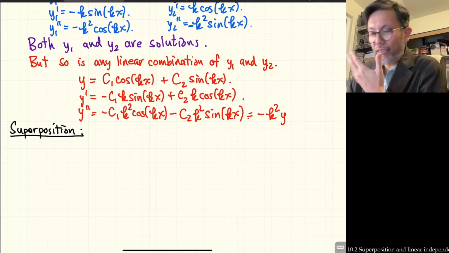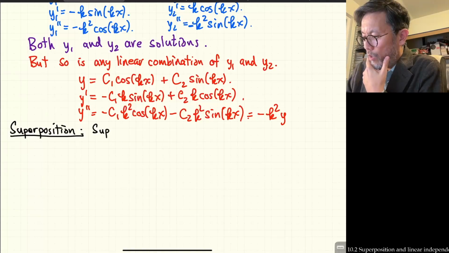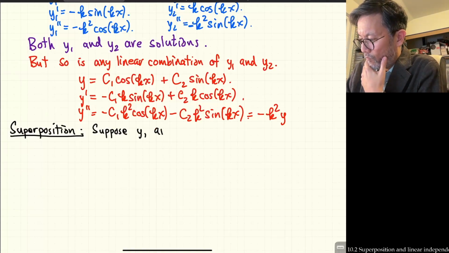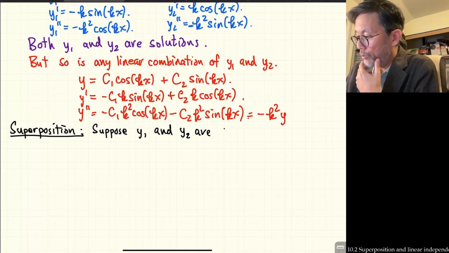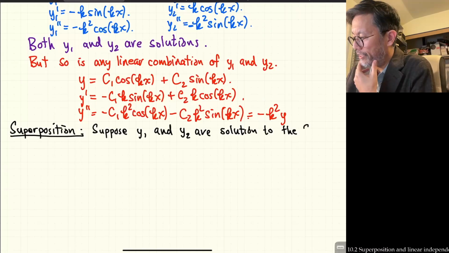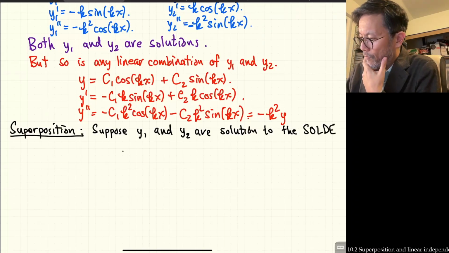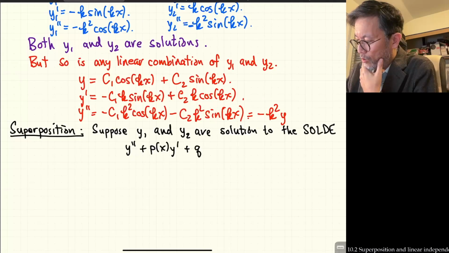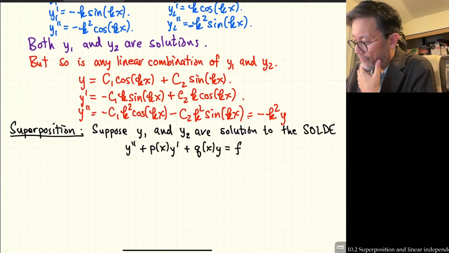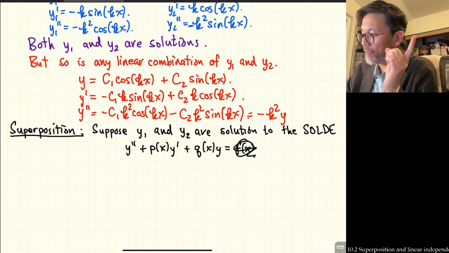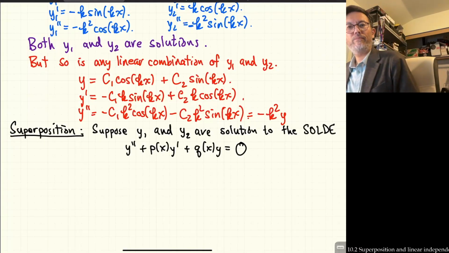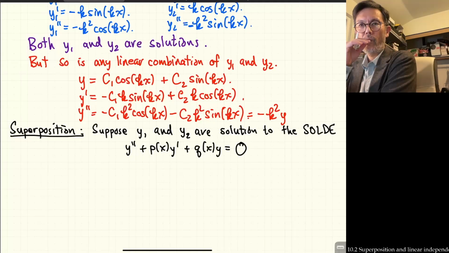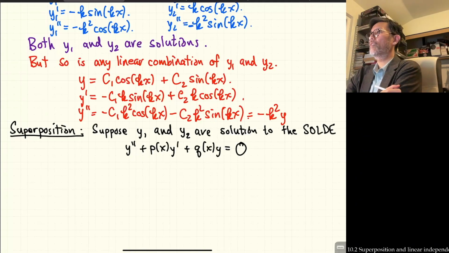So the basic statement is this. Suppose that y1 and y2 are solutions to the second order linear differential equation y double prime plus p of x y prime plus q of x y equals f of x. No, I'm sorry. These have to be solutions to the homogeneous equation. Yeah, they have to be solutions to the homogeneous equation.